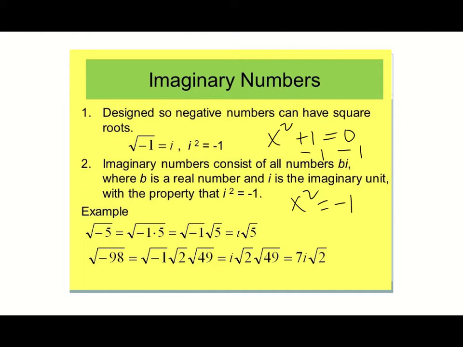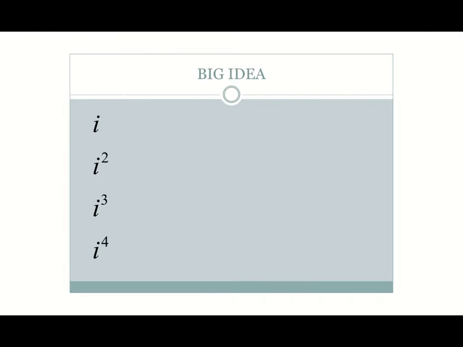So the imaginary numbers consist of all numbers where we have a real number and an imaginary number. We have this imaginary unit so that we can solve all different types of problems that now have a negative under the square root. So the big idea that's going to take us through this unit is we have this imaginary unit called i, and i is equal to the square root of negative 1. So anytime we have the square root of negative 1, we're going to use i.